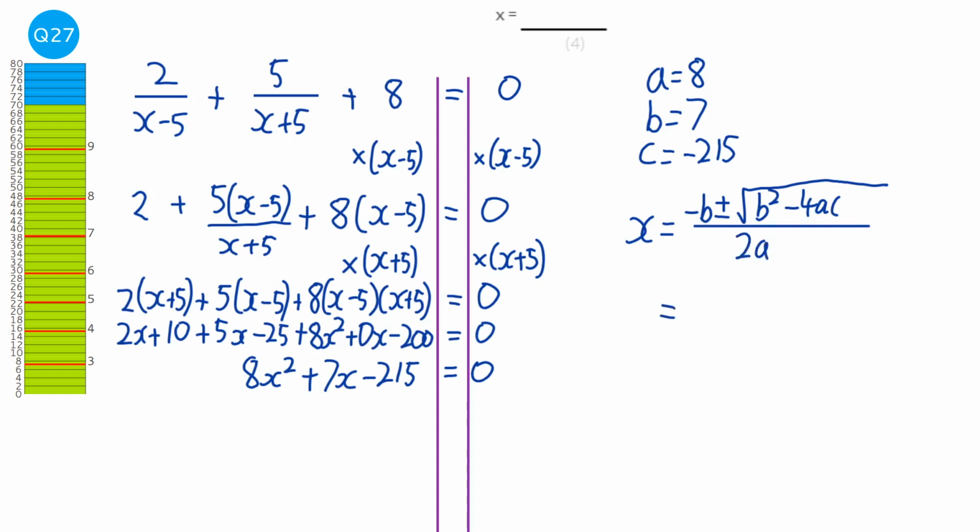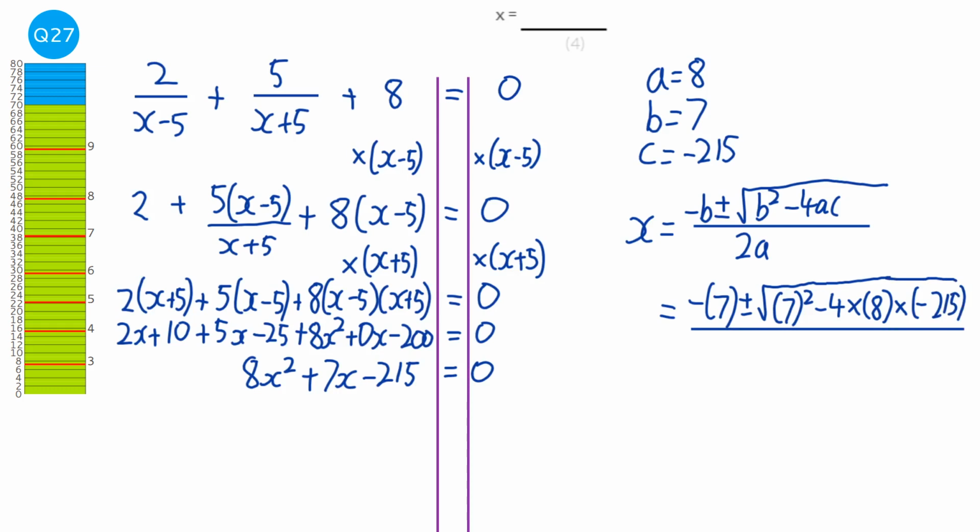So what we're going to type into our calculator will be minus bracket 7. Now I always put them into brackets. You don't need to with this when it's positive, but when it's negative it really does help. Minus 4 times, and then a is 8 times, and then c is minus 215. And students get into problems when they don't put them into brackets. But if you put them into brackets, you'll always be covered.